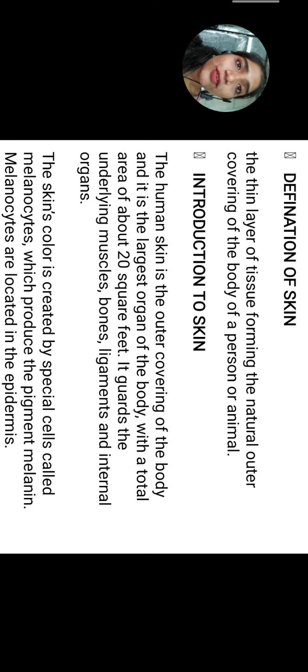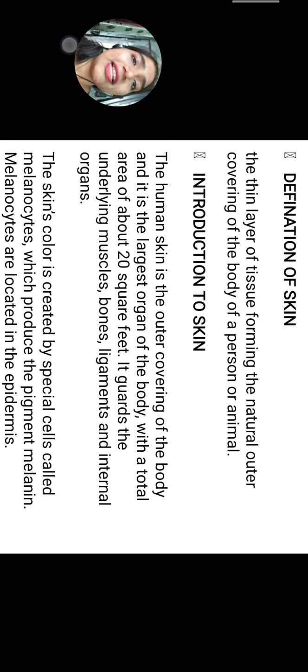The occurrence of the melanin can be taken care of with the help of sunscreen. That is the reason we always stress on using sunscreen, because the damage that is caused to the skin will get minimal. If we do not use a sunscreen, the damage becomes more to the skin. And as it is written in the third paragraph, the skin's color is created by special cells called melanocytes, which produce the pigment melanin, and melanocytes are located in the epidermis.